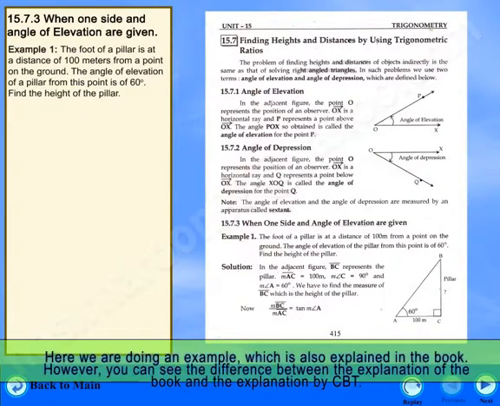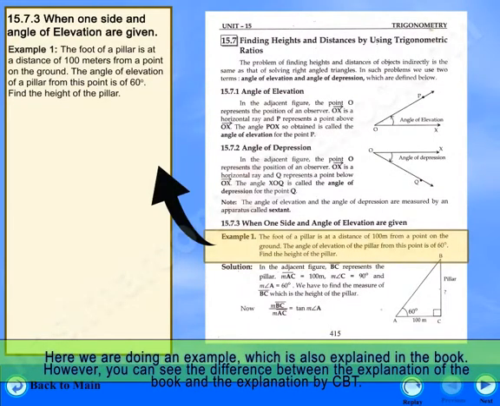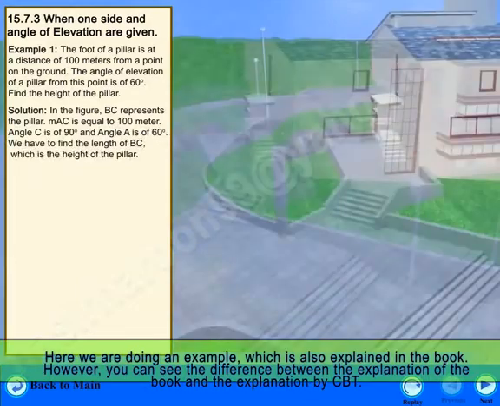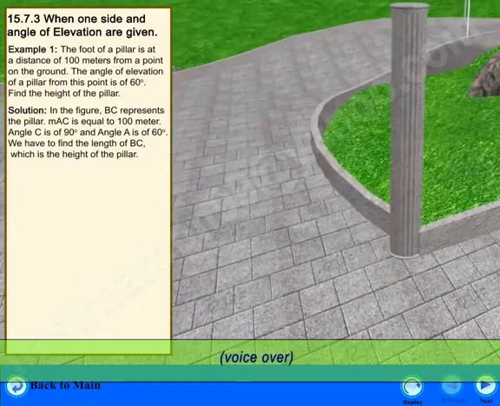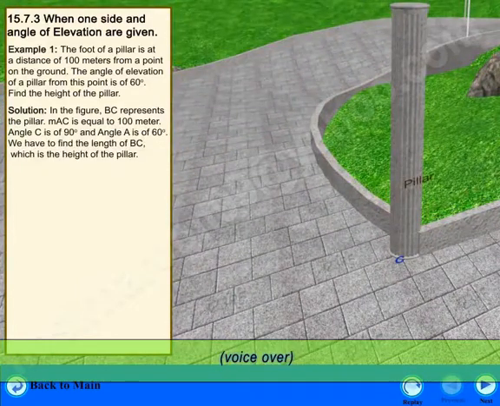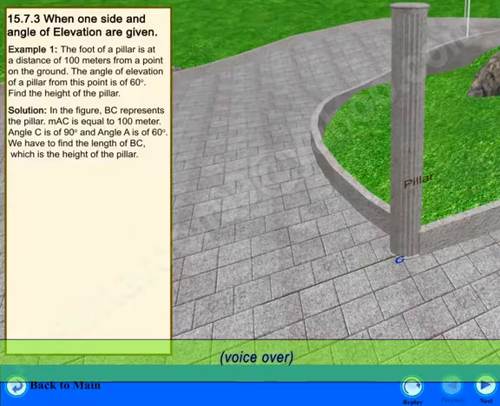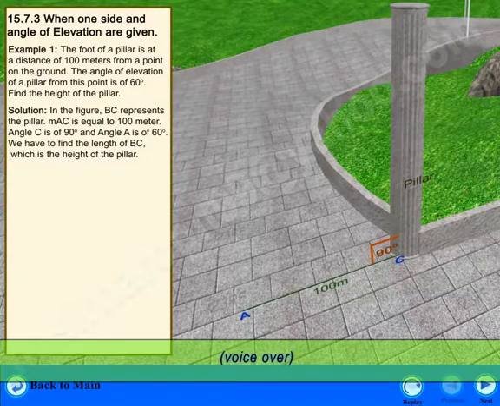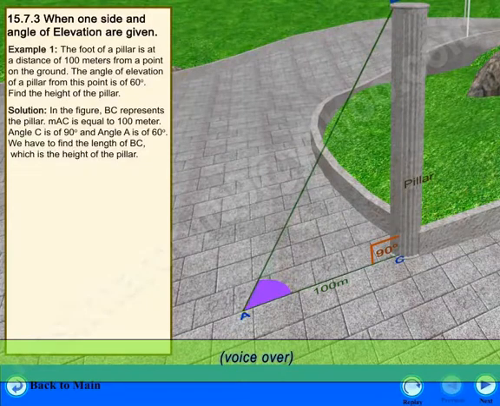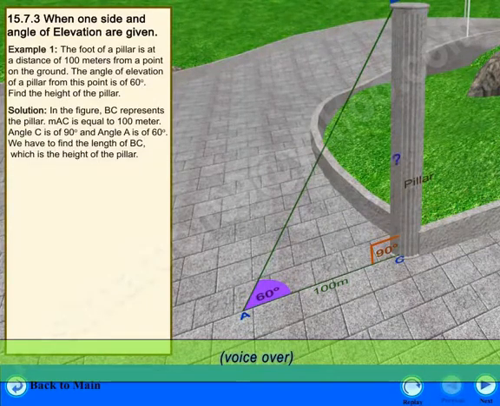Here we are doing an example which is also explained in the book. However, you can see the difference between the explanation of the book and the explanation by CBT. Here we go. When one side and angle of elevation are given. Example 1. The foot of a pillar is at a distance of 100 meters from a point on the ground. The angle of elevation of the pillar from this point is 60 degrees. Find the height of the pillar.